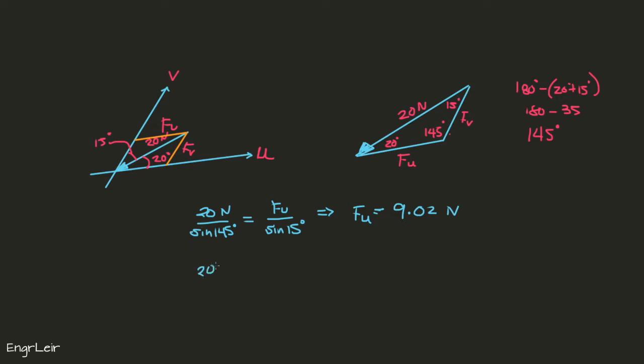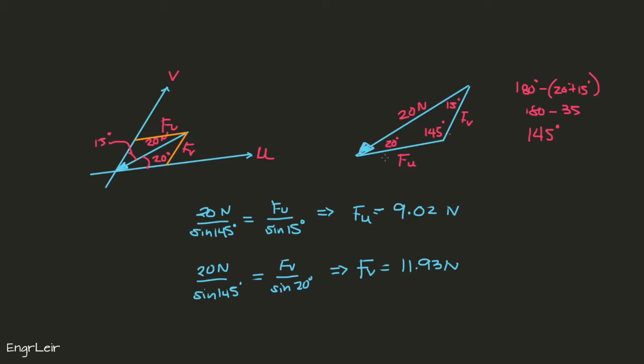And again, using the law of sines, we have 20 over sine of 145 is equal to f sub v over the sine of the angle opposite f sub v, which is a 20-degree angle, so sine 20 degrees. This gives us f sub v is 11.93 Newtons.